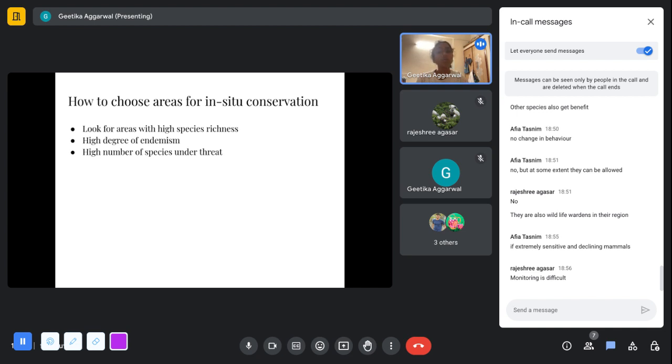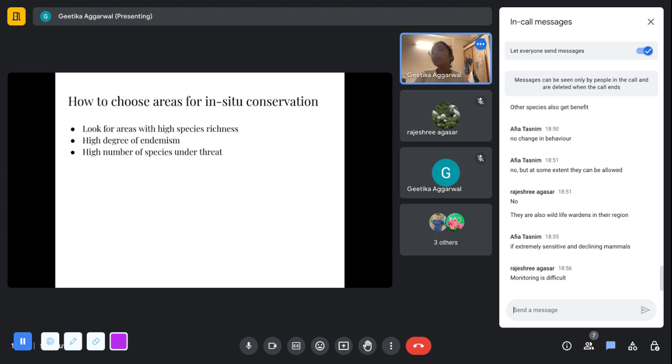It is important to conserve areas which have high degrees of endemism, because as we all know, once that species is lost, it will not be found anywhere else. So if kangaroos are lost from Australia, they're lost from the world. If certain specific birds like the shola kilies, which are found in the Western Ghats, are lost here, they're lost forever, from the face of the earth. There are no more of those birds anywhere.